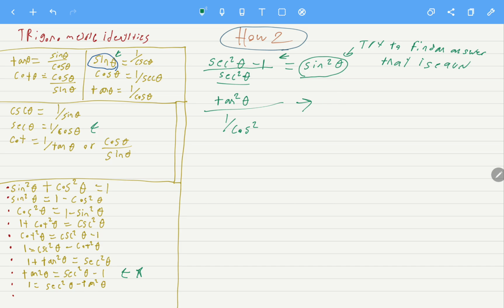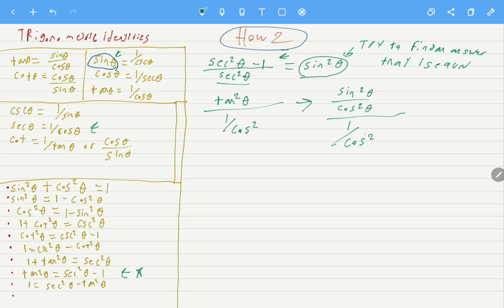You would go, okay, what is tangent? Tangent, we know, is sine over cosine. So sine squared theta over cosine squared theta. So you just apply the squared to this, and then you have to convert it to the sine and cosine so you could cancel stuff out. Because our goal here is to cancel these variables out.